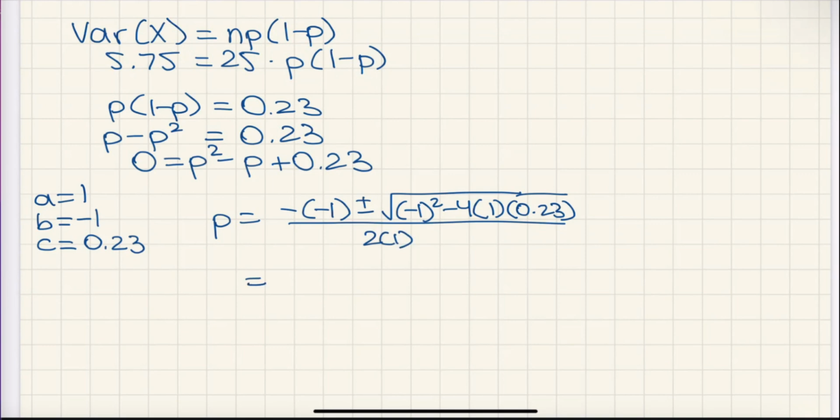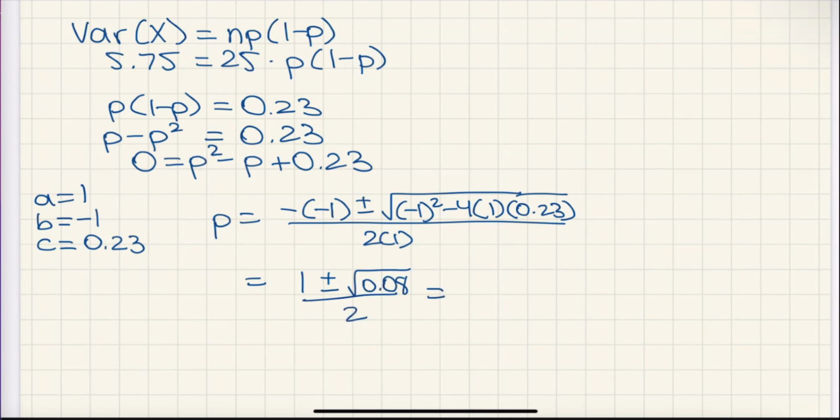And if we punch that in our calculator, we're going to get, let's see, 4 times 0.23, and then 1 squared minus that is 0.08. The square root of 0.08 is about 0.2828. So this is going to be 1 plus or minus the square root of 0.08 divided by 2.